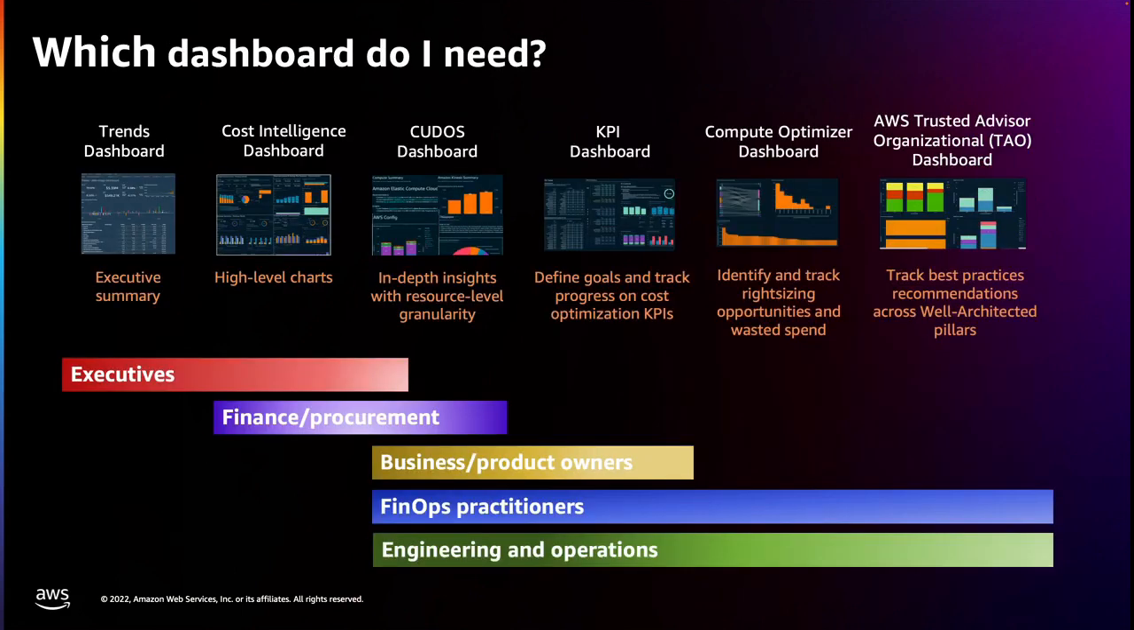In scope of Cloud Intelligence Dashboards, we have 6 dashboards for our customers. We have high-level dashboards like Trends and Cost Intelligence Dashboard, which provide high-level charts and visualizations and answer questions like what is my storage and compute unit cost, what's my year-over-year, quarter-over-quarter spend, and a summary of discounts.